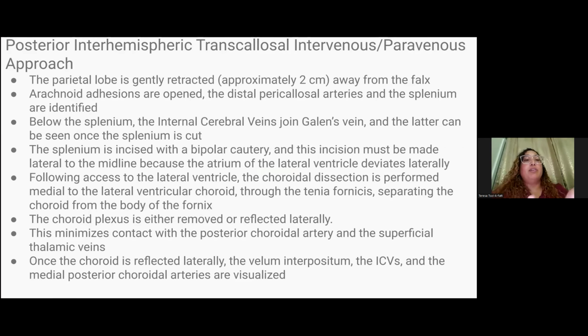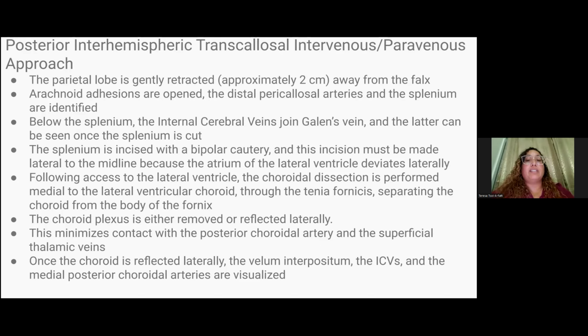So then the parietal lobe would be gently retracted approximately 2 centimeters. Next, we would go on to arachnoid adhesions being opened, and the distal pericallosal arteries and splenium would be identified. Below the splenium, the internal cerebral veins join the vein of Galen, and the latter could be seen once the splenium is cut. So the splenium is incised with a bipolar cautery, and the incision is made lateral to the midline because of the atrium of the lateral ventricle deviating laterally.